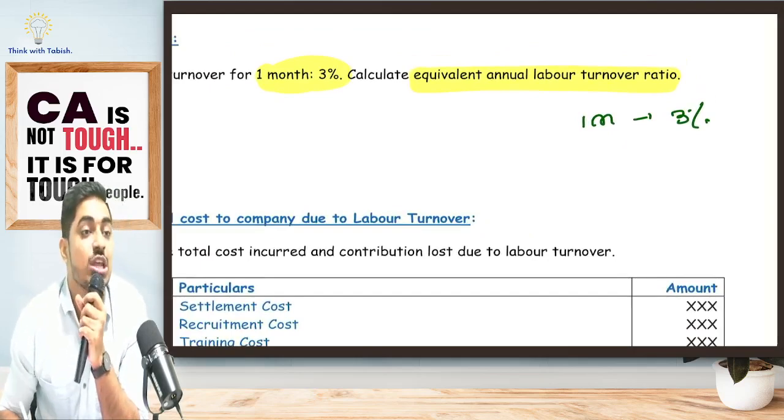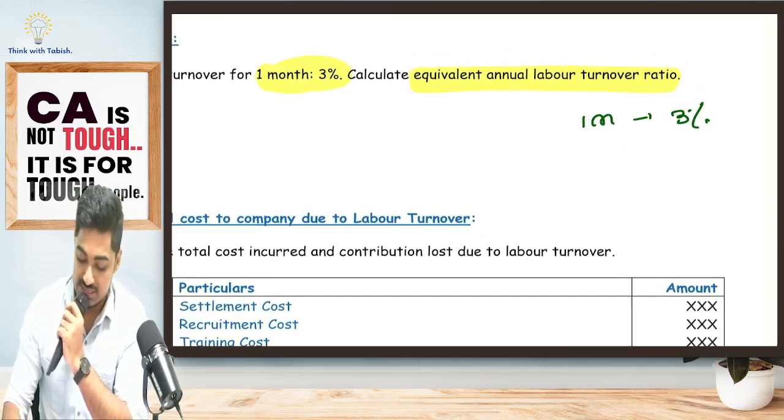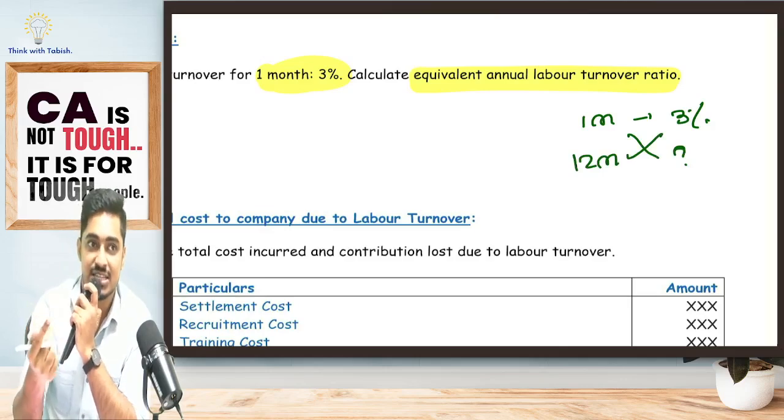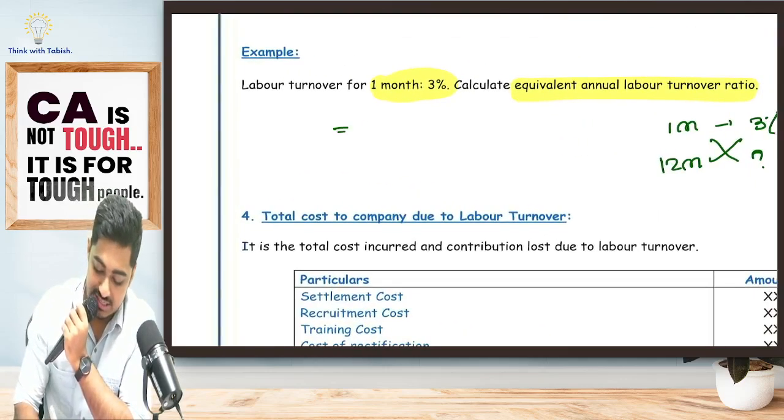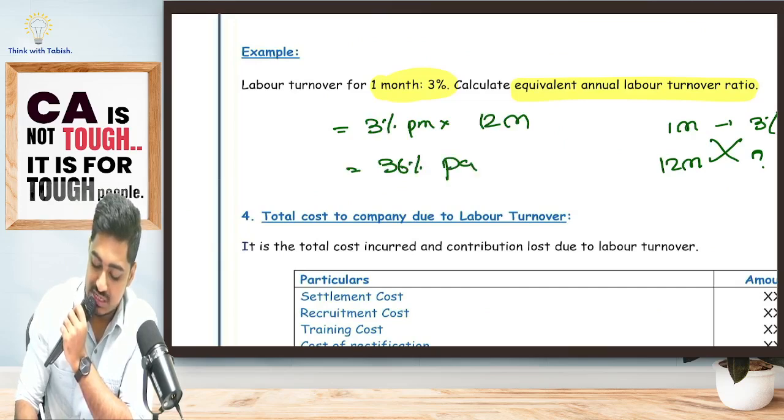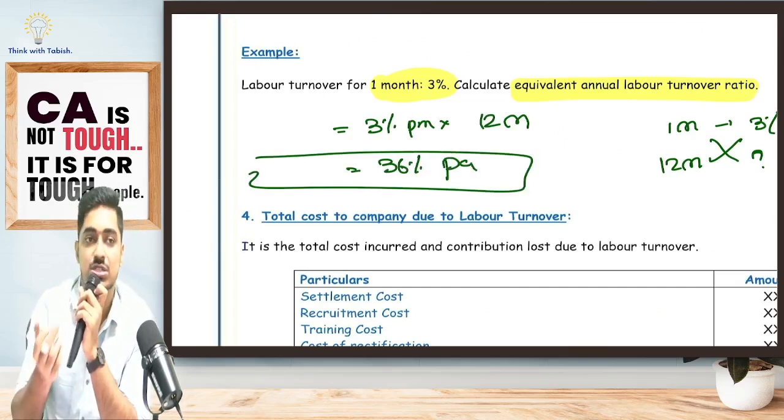I want to know in 1 year, tell me, students, how many months are there? In 12 months, how much percent of employees leave? 1 month, 3%. 12 months, what percentage? 3% per month into 12 months. It is going to be 36% per annum. What was new in this?